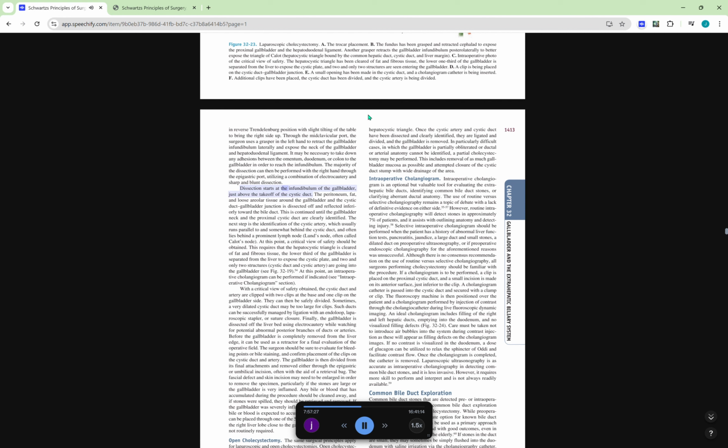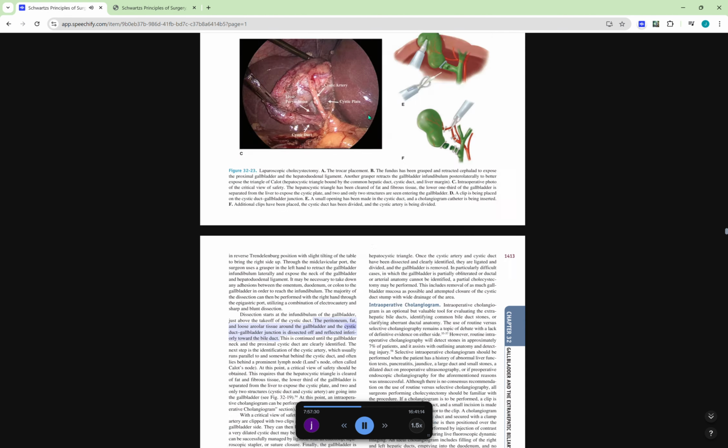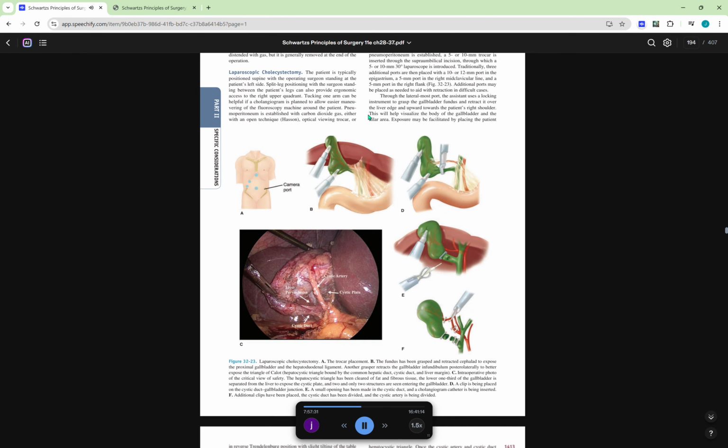Dissection starts at the infundibulum of the gallbladder, just above the takeoff of the cystic duct. The peritoneum, fat, and loose areolar tissue around the gallbladder and the cystic duct-gallbladder junction is dissected off and reflected inferiorly toward the bile duct. This is continued until the gallbladder neck and the proximal cystic duct are clearly identified.